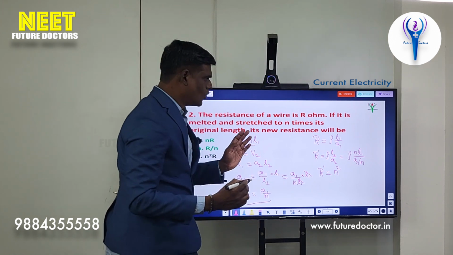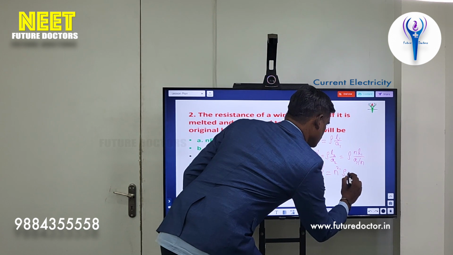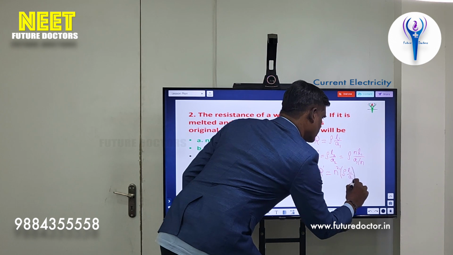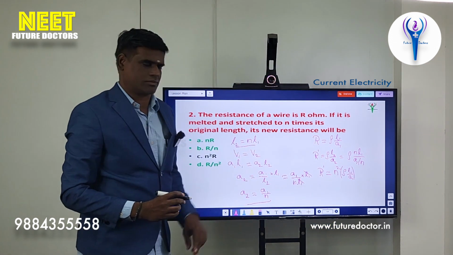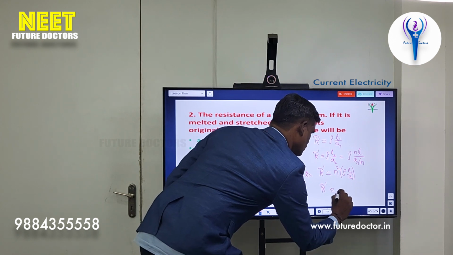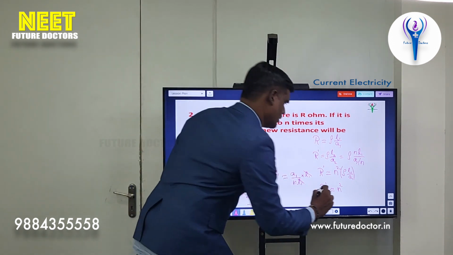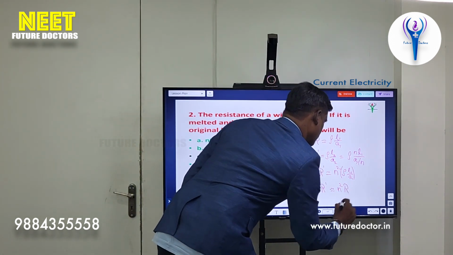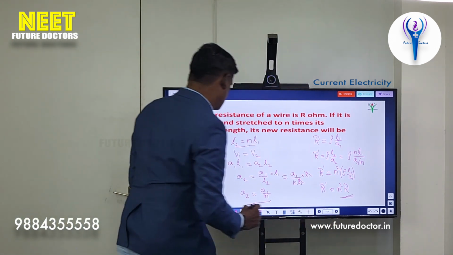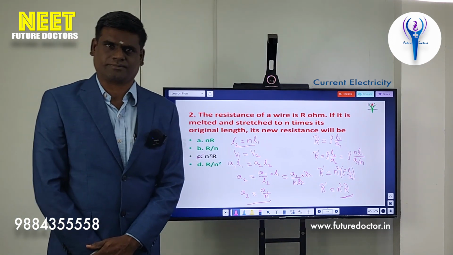What is the remaining things? Rho into L1 by A1. This rho into L1 by A1 is equal to R. Then R dash is equal to N square into R. That is option, which option? Option C. Option C is the answer.